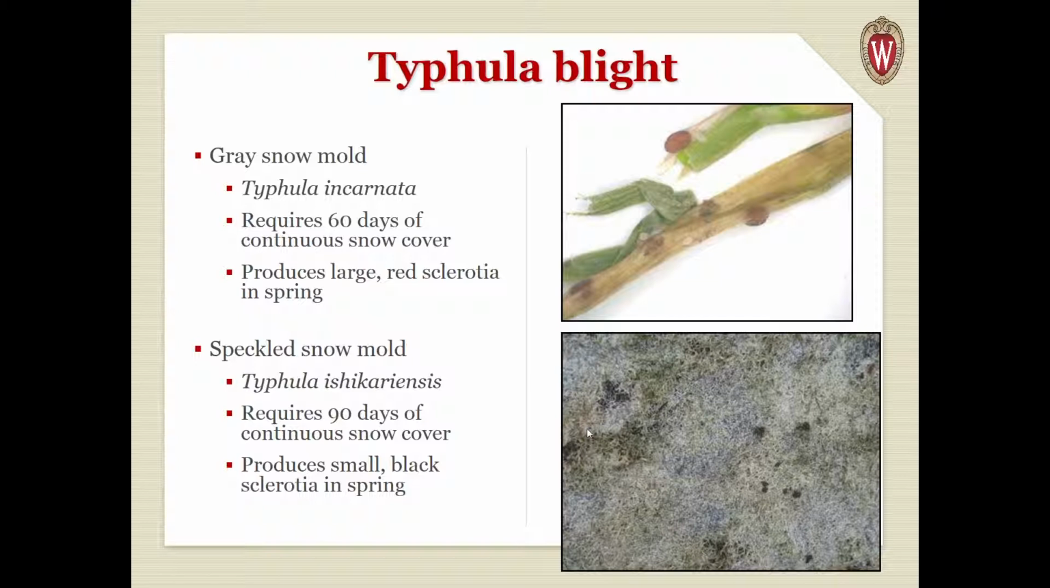These sclerotia are the long-term survival structures of the fungus. They are produced in the spring following as the snow melts. They fall off the leaf material into the thatch, and they serve as the beginning inoculum the following fall. Typically, they start germinating and growing in the fall when soil temps reach about 50 degrees or so. So in Madison, that's somewhere around mid to late October.